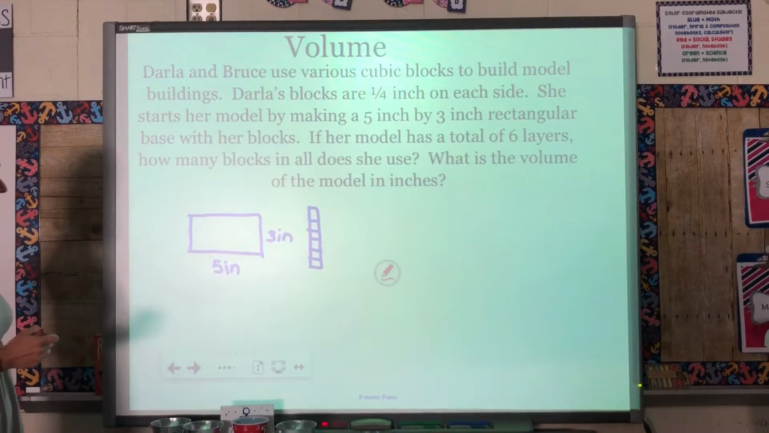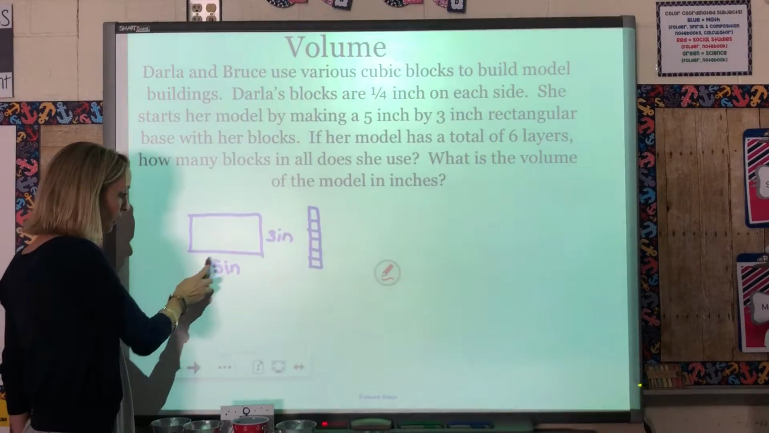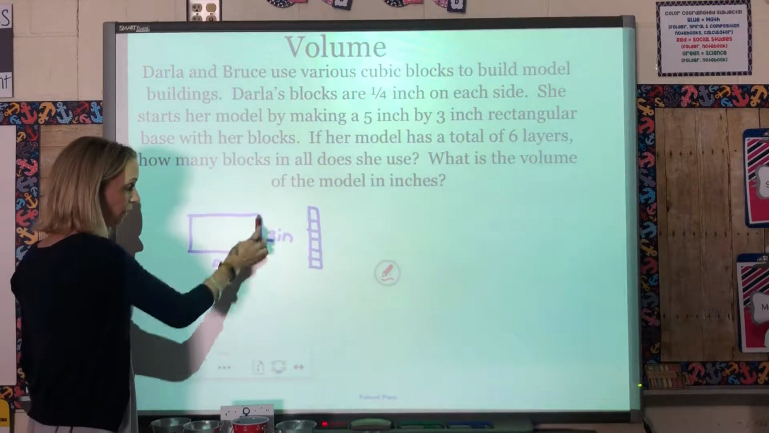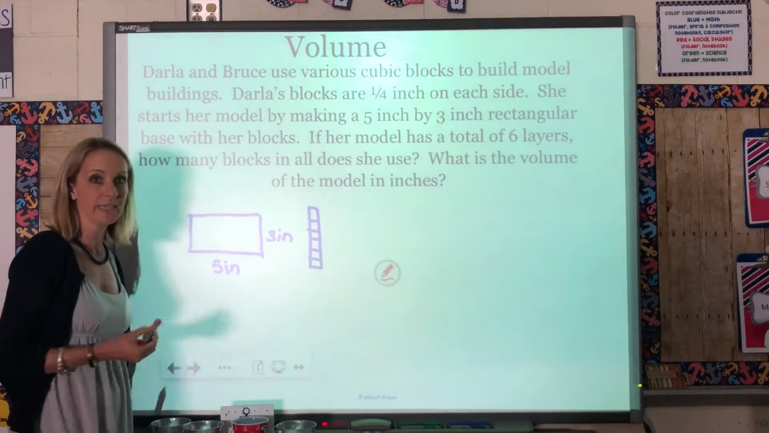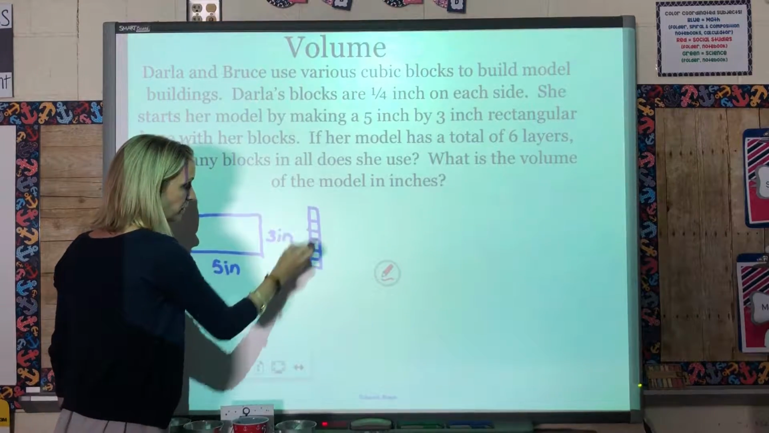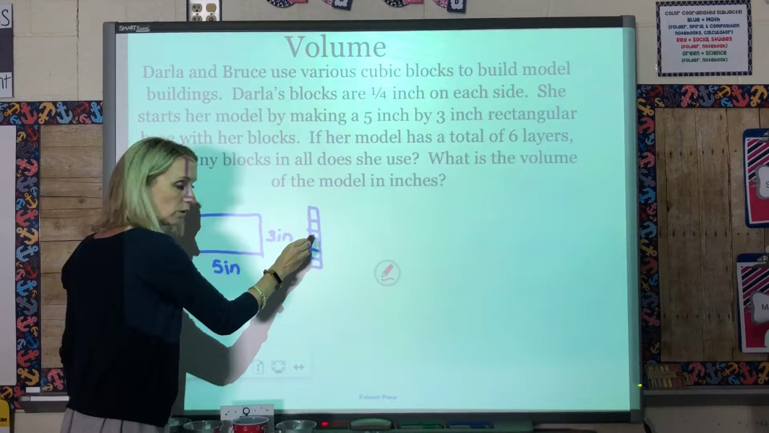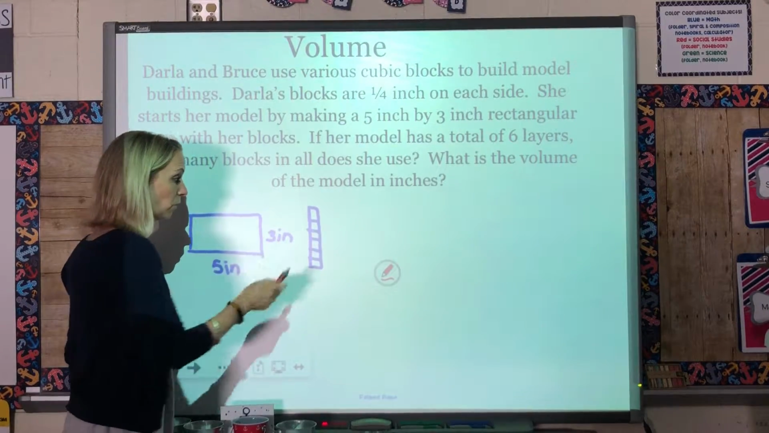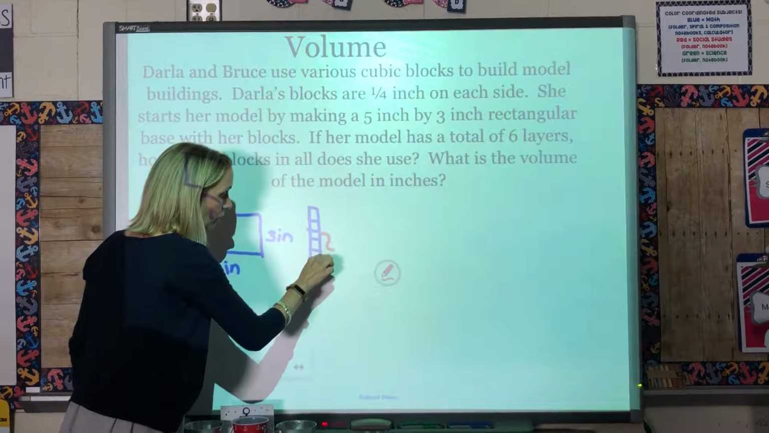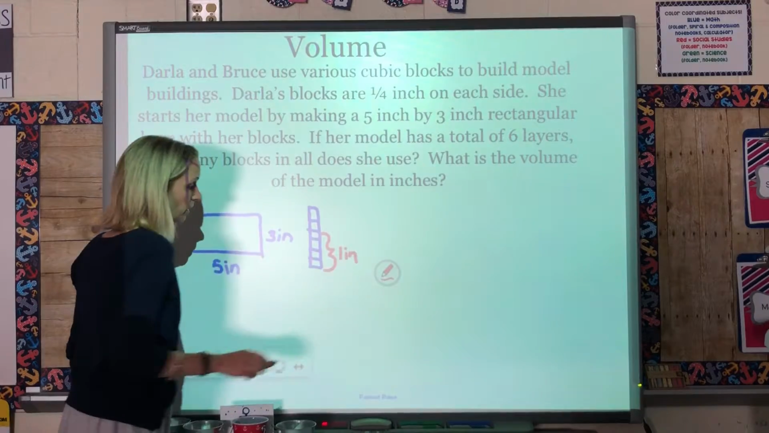So the first thing they want to find out is how many blocks in all does she use? I know that this is 5 inches, and I need to figure out how many blocks that is. And then the same with this dimension here, 3 inches. If these are my blocks, and this is a 1/4 inch, a 1/4 inch, a 1/4 inch, a 1/4 inch, I know that 4 of those are going to make 1 inch. 2, 3, 4. So 4 of those are going to make 1 inch.